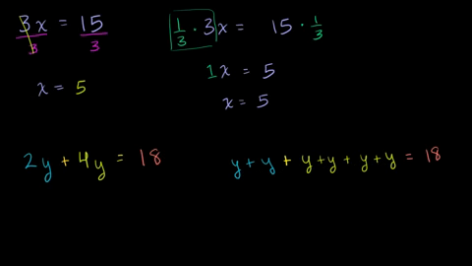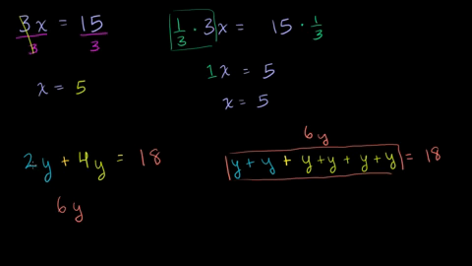How many y's do I have? I have 1, 2, 3, 4, 5, 6 y's. So you could simplify this as 6y is equal to 18. And if you think about it, it makes complete sense. The 2y plus the 4y is 6y. So 2y plus 4y is 6y, which makes sense. If I have 2 apples plus 4 apples, I'm going to have 6 apples. If I have 2 y's plus 4 y's, I'm going to have 6 y's. Now that's going to be equal to 18.